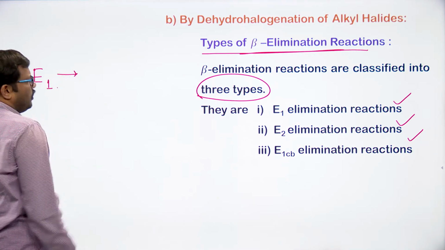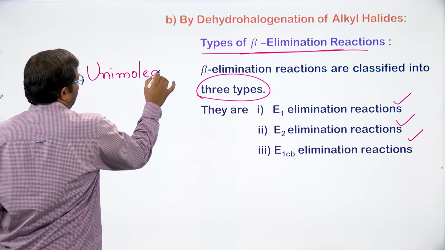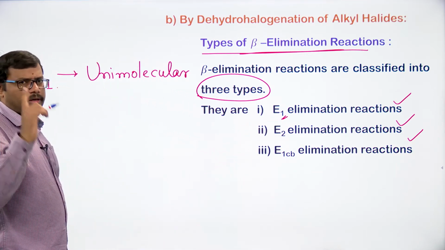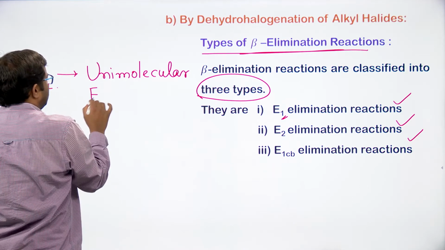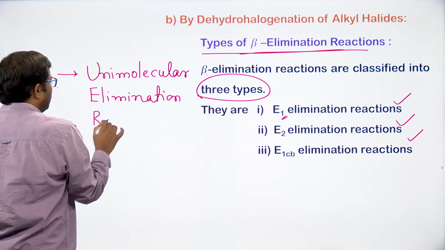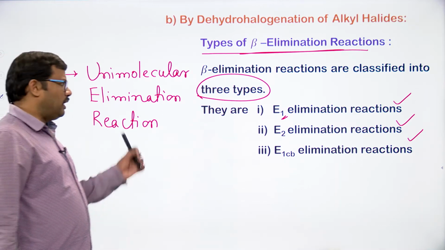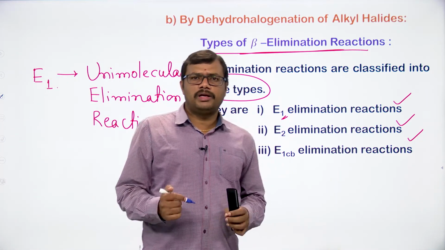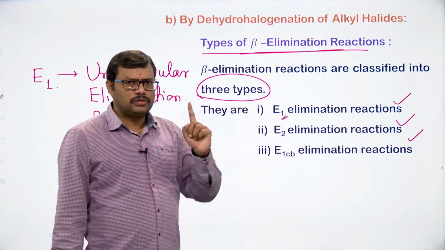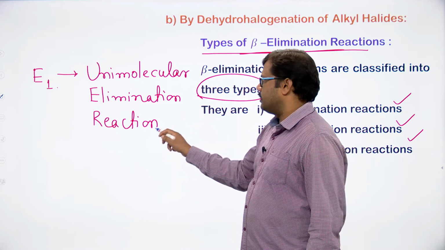In E1, the one indicates unimolecular, one molecule, and E indicates elimination. This is a unimolecular elimination reaction. What is E1? E1 is a unimolecular elimination reaction. The one indicates the number of molecules present in the rate determining step, only one molecule. So E1 is the unimolecular elimination reaction.